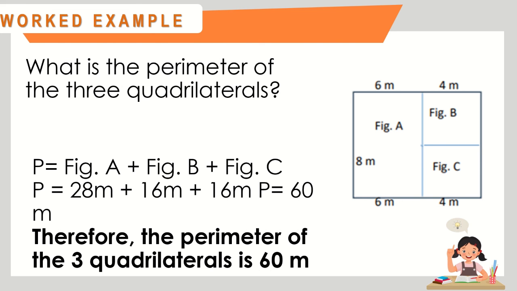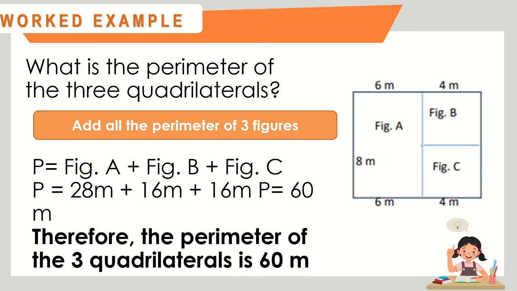What is the perimeter of the three quadrilaterals? Add all the perimeters of the three figures. P is equal to figure A plus figure B plus figure C. P is equal to 28 meters plus 16 meters plus 16 meters. P is equal to 60 meters. Therefore, the perimeter of the three quadrilaterals is 60 meters.